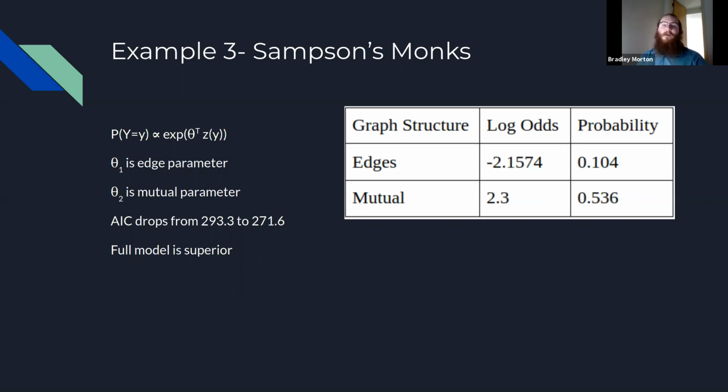So then the interpretation of this is if monk B does not have monk A as a listed favorite, monk A only has about a 10% chance of listing monk B as a favorite. Meanwhile, if monk B does list monk A as a favorite, that chance rises to about 54%. And we get a substantial drop in AIC here, which tells us the full model is superior. A common rule of thumb is that a difference of 2 in AIC is statistically significant.